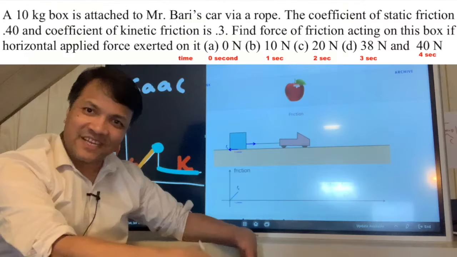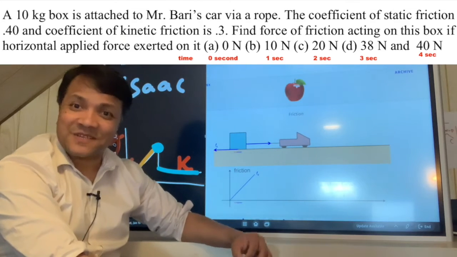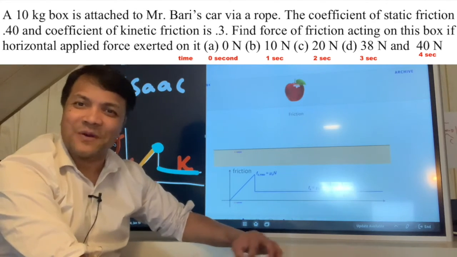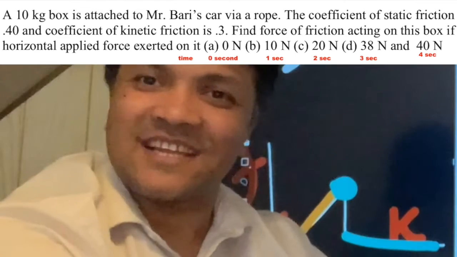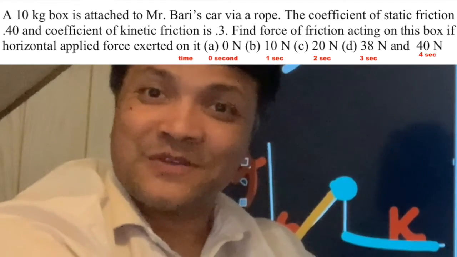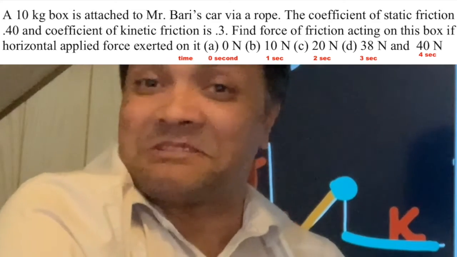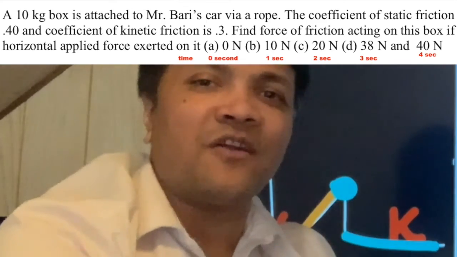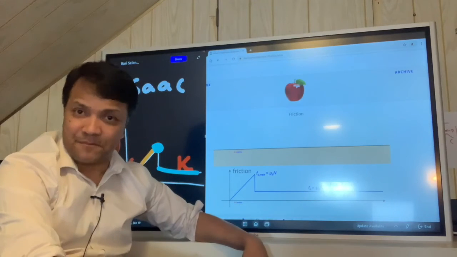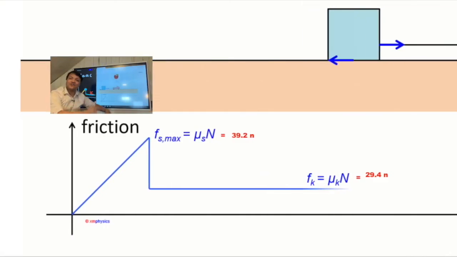Now, increase the force. So he applied 38 Newton. Now what is the friction? Friction is now 38 Newton. Is the box moving? No, it's not moving because 38 Newton is not enough. What is enough? 39.2. So now Mr. Berry realized that 38 is not enough, so he applied 40 Newton. As you see, 40 Newton is more than the maximum static friction, which is 39.2. Now the box will start moving.